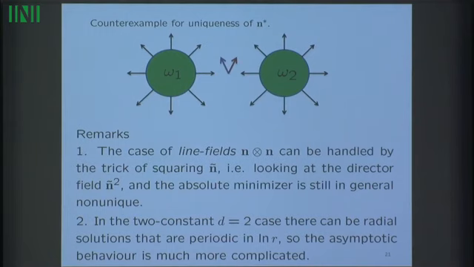And now, in the 2D case, there are two elastic constants in general. We consider the one constant case. The two constant case is still really much more difficult than the case I've described here, and in particular, there can be radial solutions that are periodic in the logarithm of r. So that's very different from the situation we have here, where we have some approach to a particular solution as r goes to infinity. And I think that's everything here.